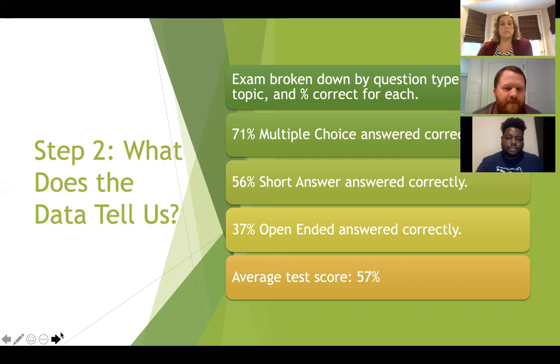As you work through the test, questions go from multiple choice to short answer to open-ended, and they're getting more difficult for these students. We have to try to figure out what the disconnect is here. Overall, generally speaking, the average test score for this entire class was 57%. That's not where we want it to be.